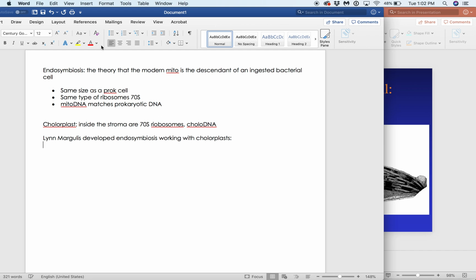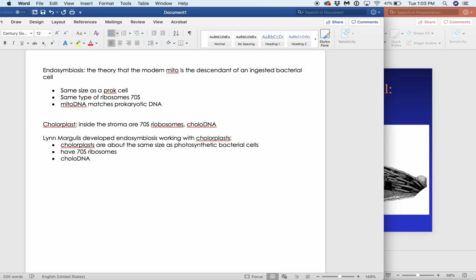And she postulated, well, okay, gee, chloroplast inside the plant, where's my bullet? There we go. Chloroplasts are about the same size as photosynthetic bacterial cells. So they're about the same size. She's like, and they also have 70S ribosomes. She's like, well, dang, we've got to sequence chloroplast DNA. Let's just write chloro-DNA.